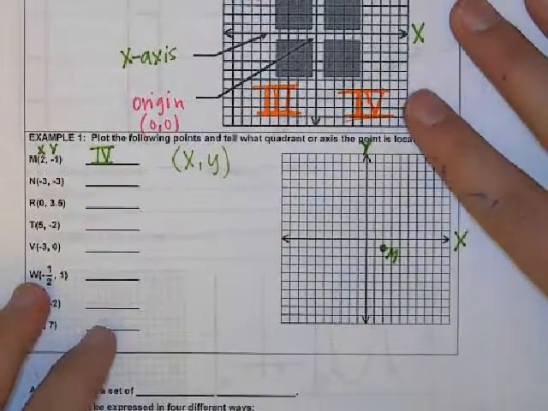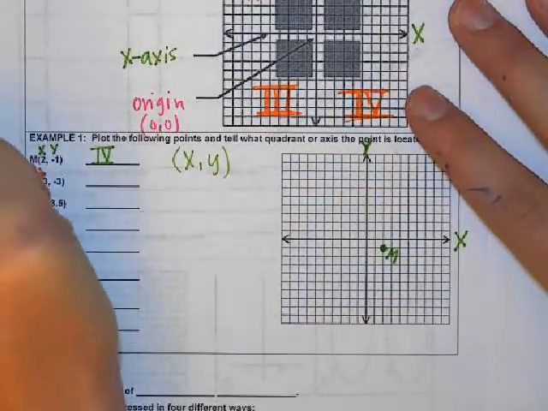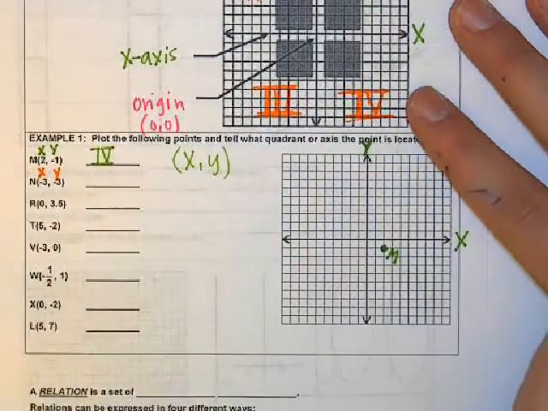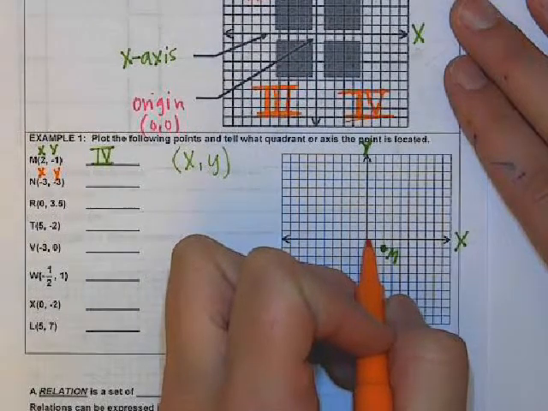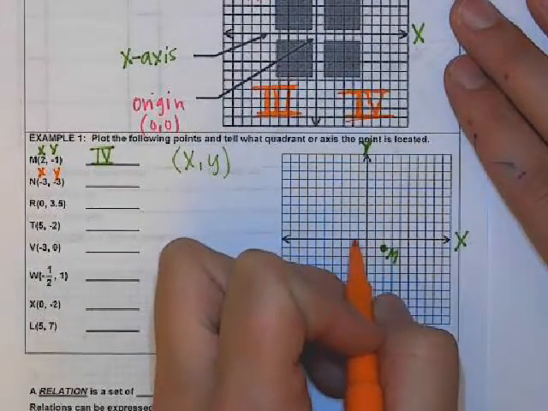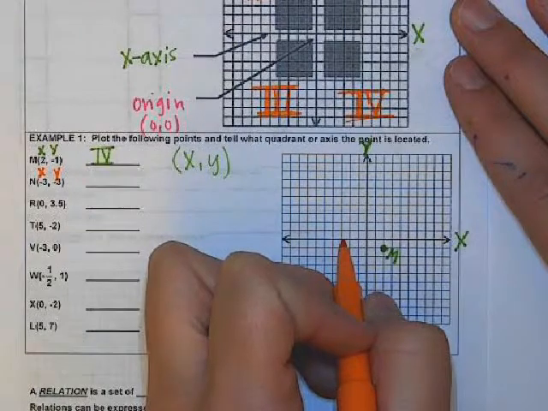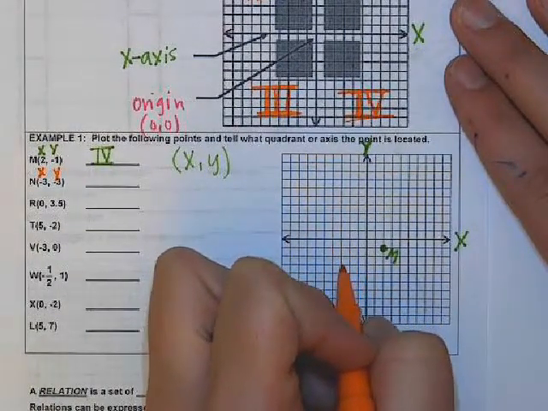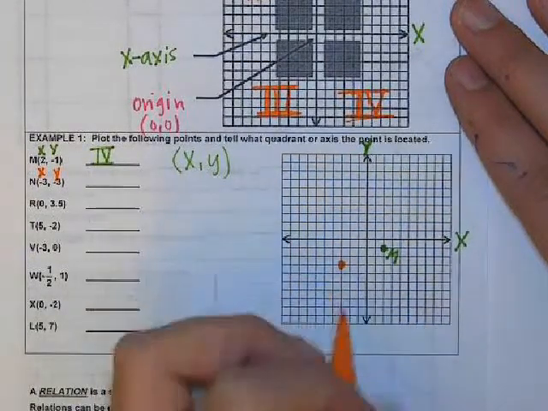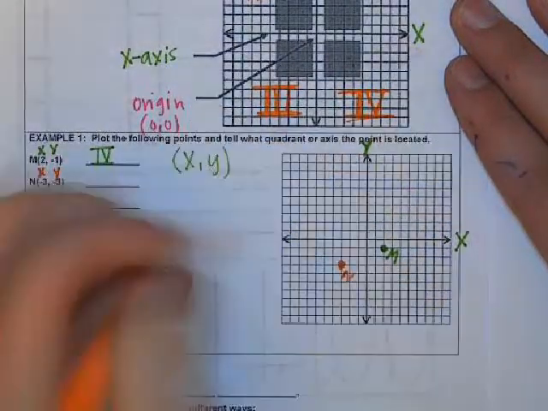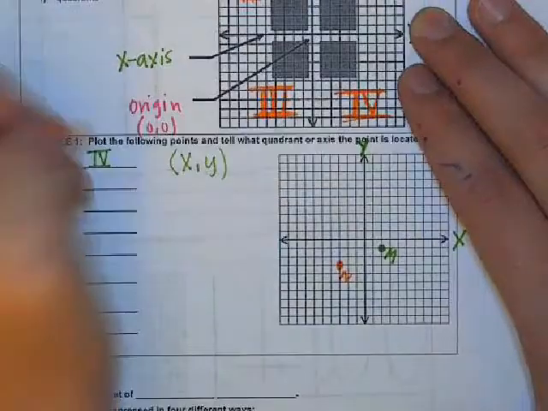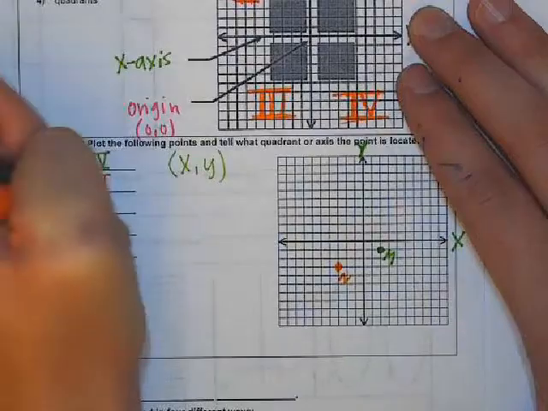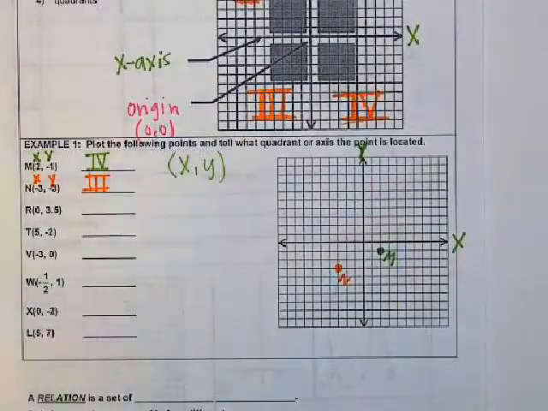Okay. Plot N. So then I've got x, y. Start with your x. I'm going to go -3 on the x, so I'm going to go backwards. 1, 2, 3. And then my y is -3, so I've got to go down. 1, 2, 3. Put my dot. Label that N. And N is in what quadrant? 3. The third.